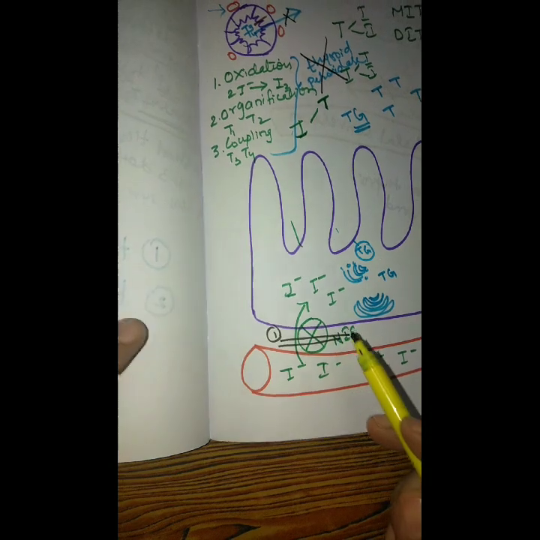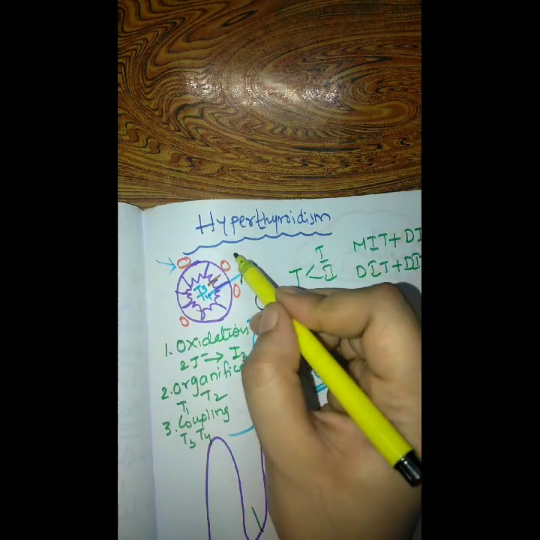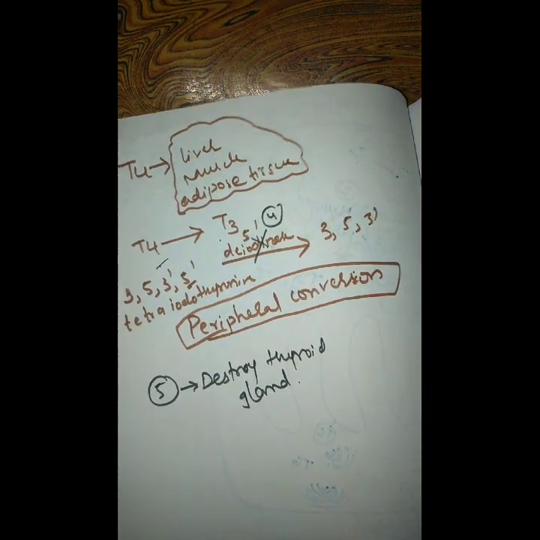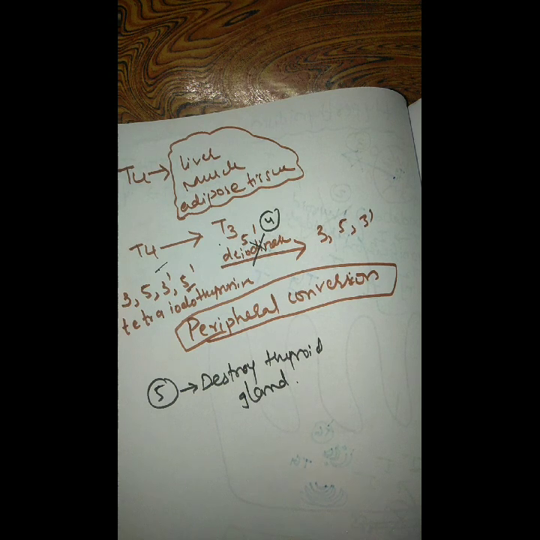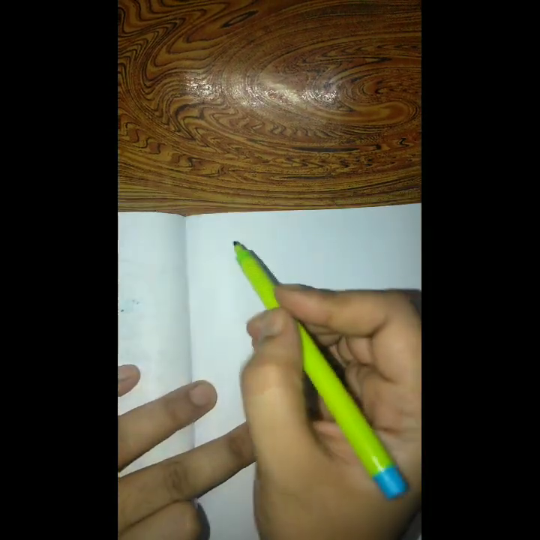The first was by inhibiting the transportation of iodine, by inhibiting the iodine trapping. The second method is by inhibiting the enzyme thyroid peroxidase. Third method is by inhibiting the thyroid hormone from entering the blood circulation. Fourth way is by inhibiting the peripheral conversion, and fifth way is by destroying the thyroid gland. So these are the 5 mechanisms by which we can treat hyperthyroidism. We'll check out each one by one. So we'll start with our first mechanism, that is sodium iodide symporter inhibitor.